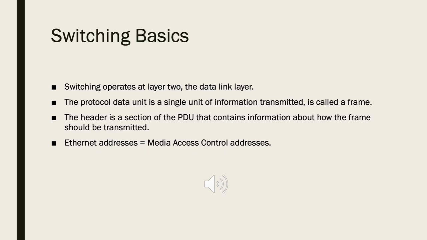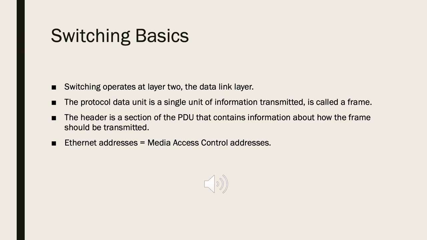Switching operates at layer 2, the data link layer. Here, the protocol data unit, which is a single unit of information transmitted, is called a frame. When frames are sent, the sending device puts its address as the sender and adds the destination address to the destination field inside of the frame header.